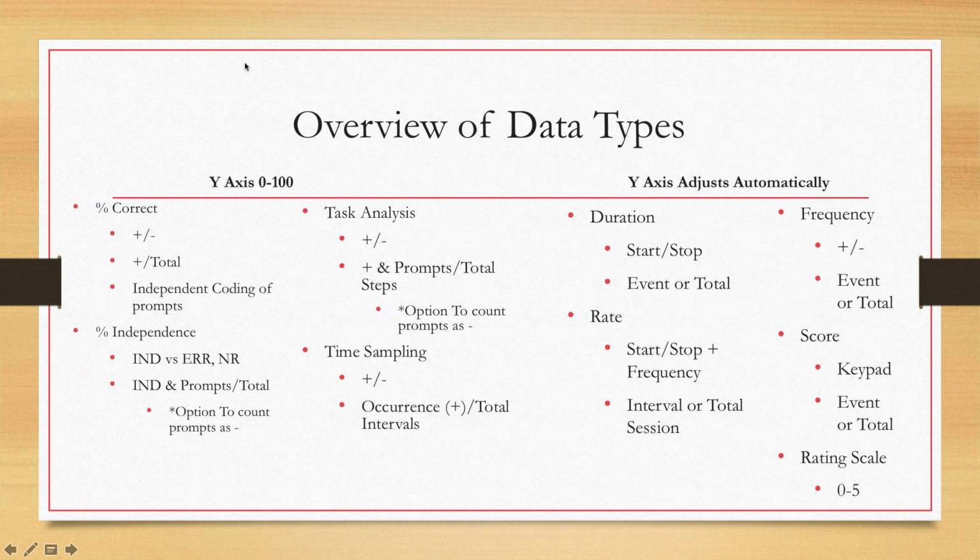So let's see here. I want to do a very, very quick overview of the data collection types and what you're going to see. So right on here, anything that's on this side, this is where you've got a y-axis of 0 to 100 versus anything on this side, the y-axis will automatically adjust for you.